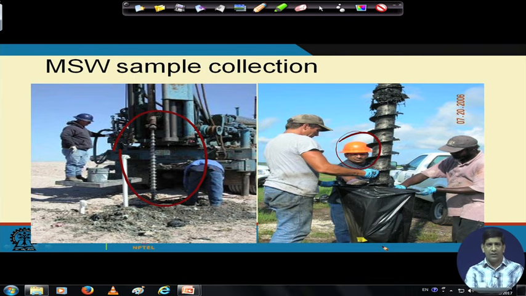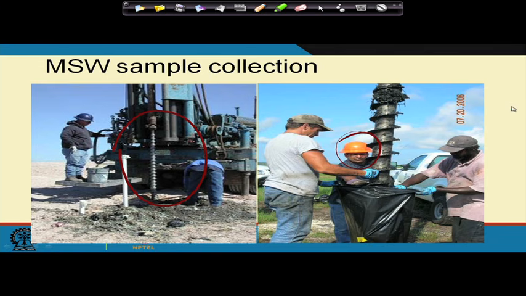So this is how you collect the sample. This is one way of collecting a sample if you're doing it at an existing landfill. If you have a raw sample, like municipal solid waste just collected from a landfill site or from an individual household, primary collection or secondary collection, we can use that as well. Once the waste is collected, you bring it to the lab.